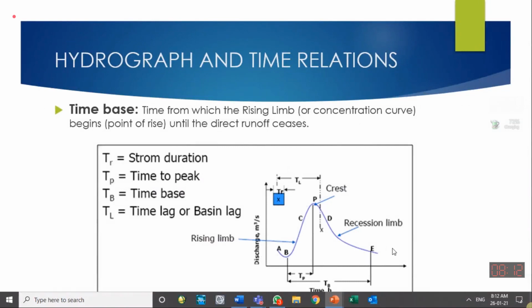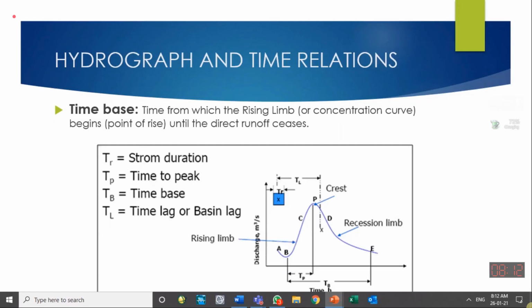So the direct runoff hydrograph which it has generated above the B point flow is called direct runoff. So that is the hydrograph duration, direct runoff hydrograph duration from B up to E. So that duration is called the base time. So that is the total duration of the direct runoff.